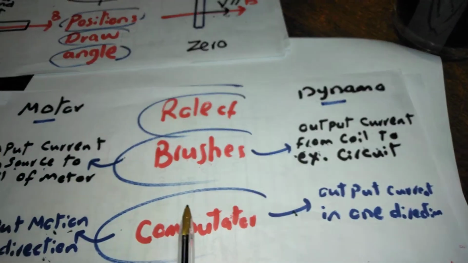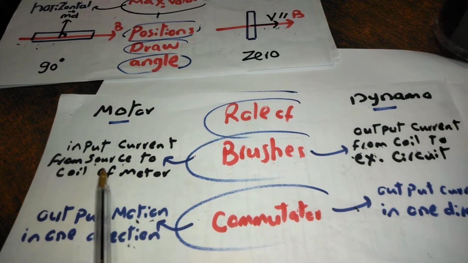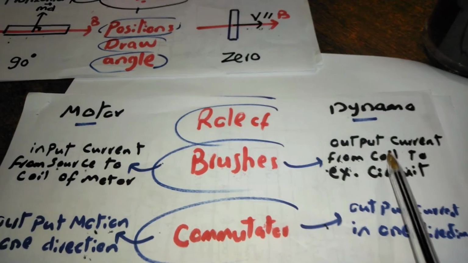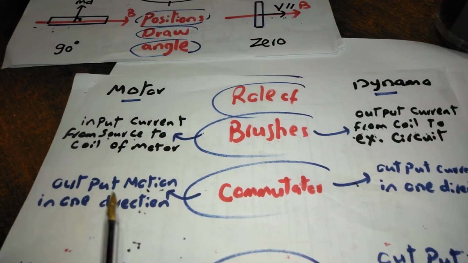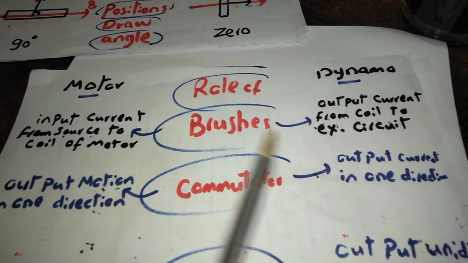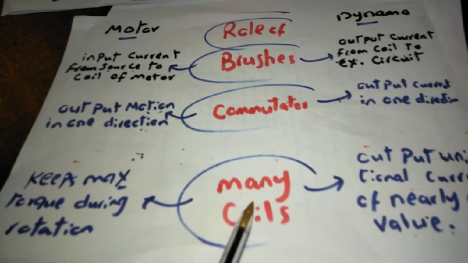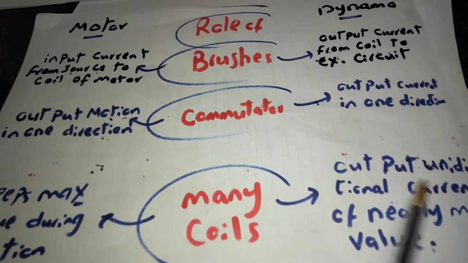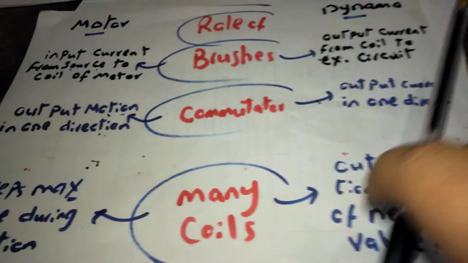Let's move on to another point of comparison. The role of the brushes: in the motor they input the current from the source to the coil, while in the dynamo they output the current from the coil, as it acts as a source to the external circuit. The commutator in general outputs in one direction: here it outputs motion in one direction, while there it outputs current from the same brush in one direction. We use many coils to keep the maximum torque during rotation, while here it is to output a unidirectional current of nearly maximum value.